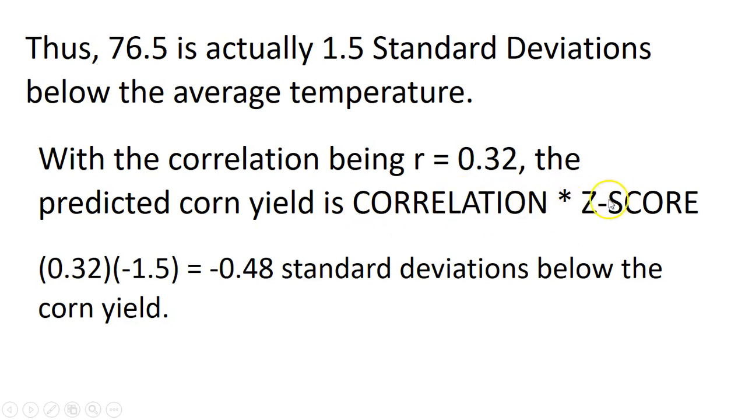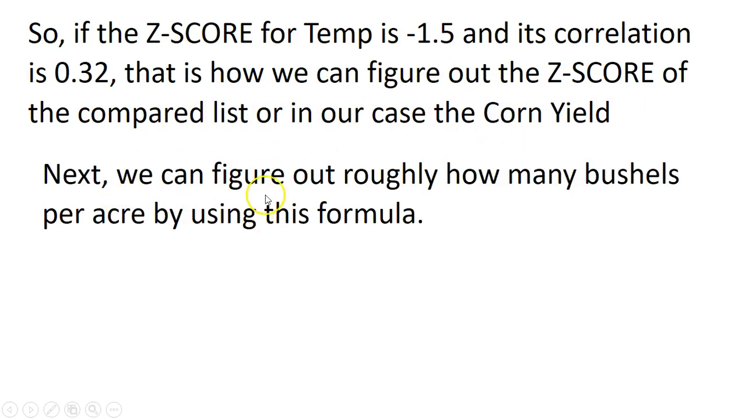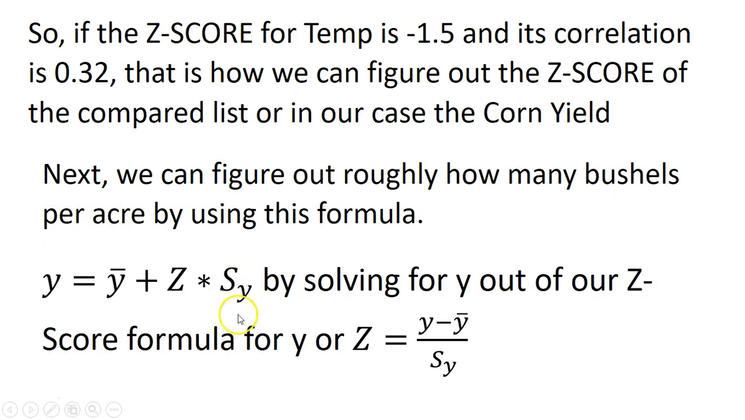And this is another little formula that's definitely very helpful for you to remember. So now I have the z-scores of each. So if the z-score for temperature is negative 1.5 and its correlation is 0.32, that is how we can figure out the z-score of the compared list, or in this case, the corn yield. So next we can figure out roughly how many bushels per acre by using that formula.